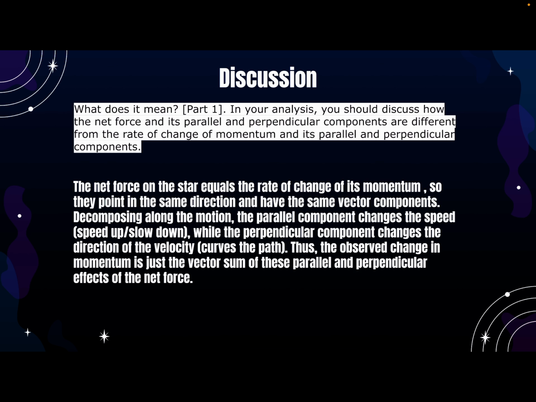In part 1, the net force on the star is equal to the rate of change of its momentum, meaning they both point in the same direction. The parallel component of the net force changes the star's speed, speeding it up or slowing it down, while the perpendicular component changes the direction of motion, curving the orbit. This explains why momentum changes continuously, even though the star's speed might stay nearly constant in parts of the orbit.